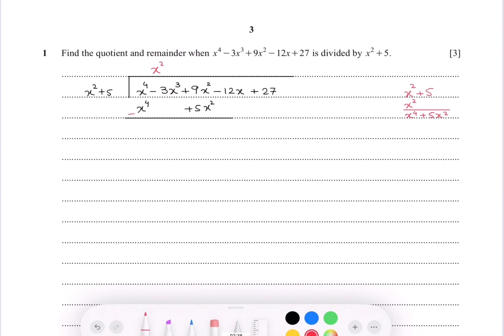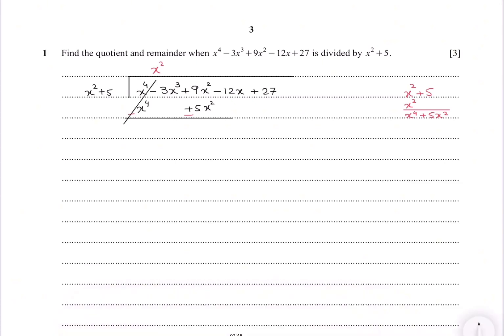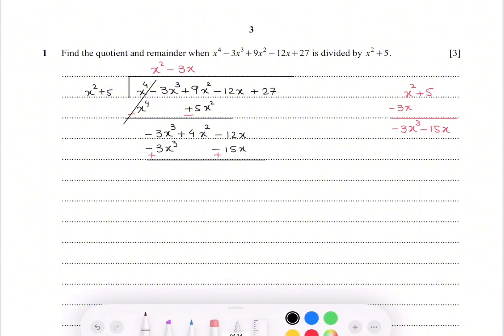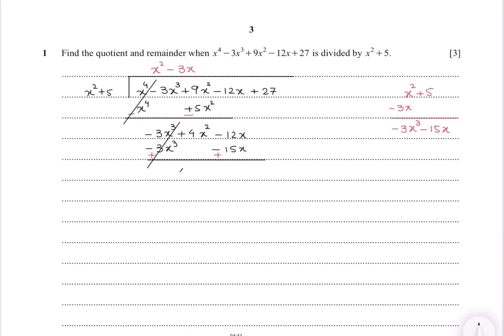Now change the signs. So x power 4 will be cancelled. So minus 3x power 3 plus 4x square minus 12x. Now try to bring minus 3x power 3 from x square plus 5. So we have to multiply x square by minus 3x to get minus 3x power 3, and then minus 15x. So write it down here. Change the sign. Minus 3x cube will be gone.